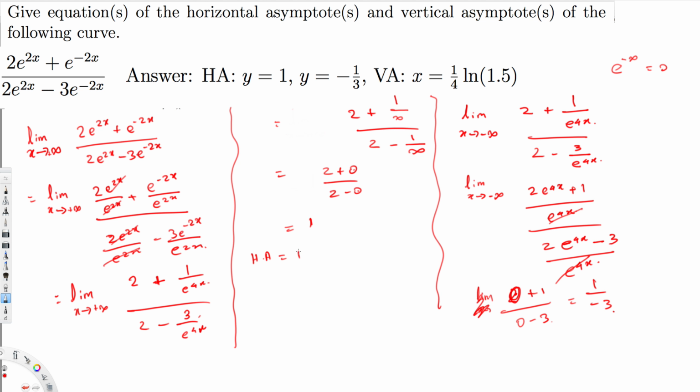Therefore the horizontal asymptotes are: the first one is y equals 1, the second one is y equals 1 over minus 3, so minus 1 over 3. These are the two answers we have found here. So let's see now how we can find the vertical asymptote.